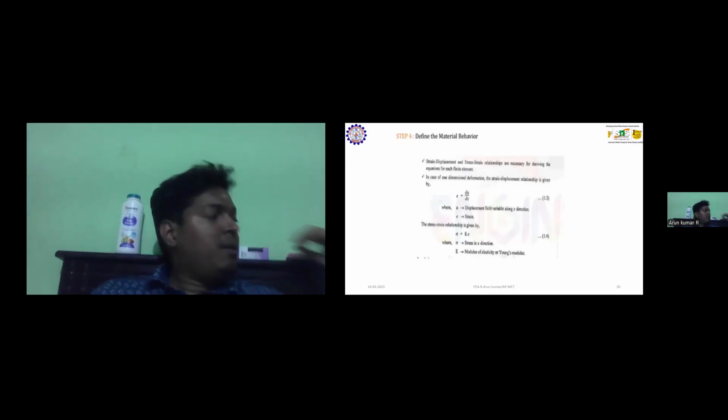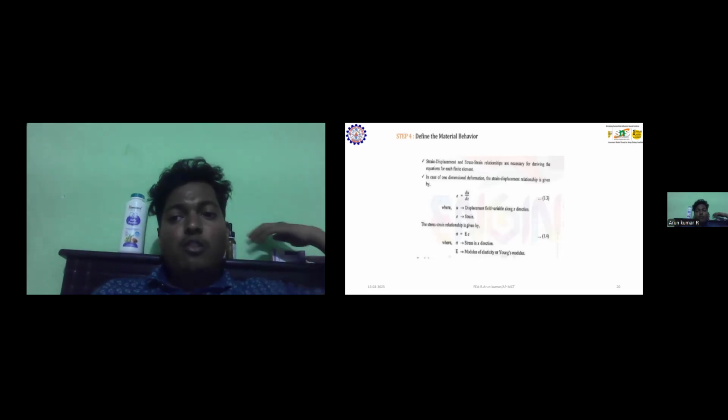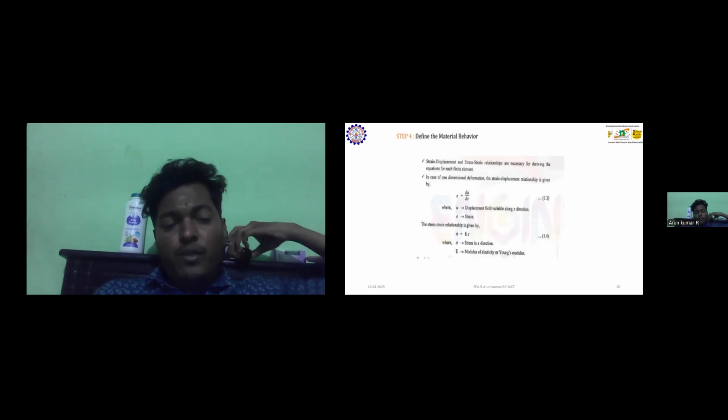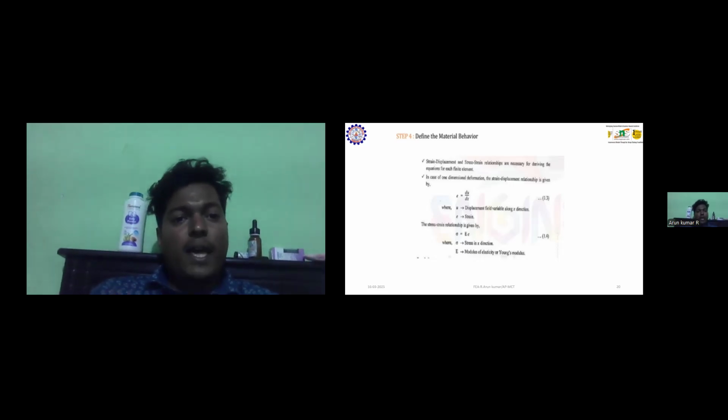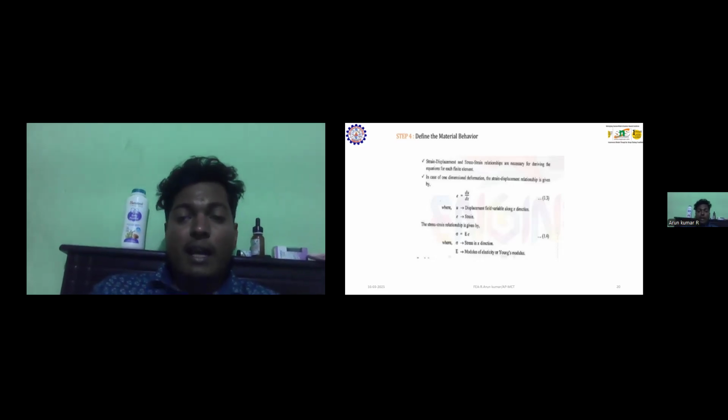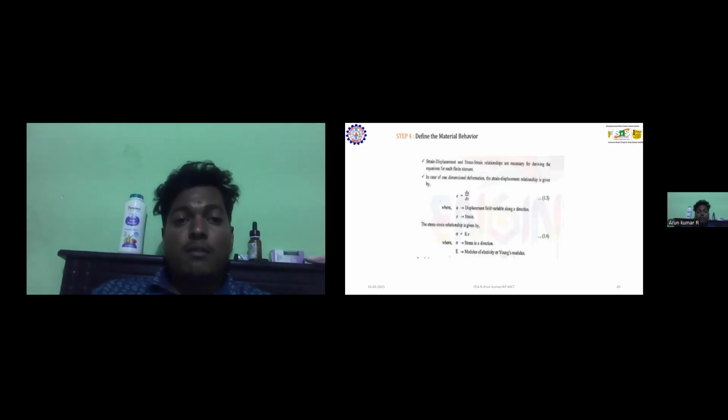So what is the meaning of material behavior? We have to assume the strength of the material, then find out the characteristics of the material. For example, when I assume an aluminum material and apply a load, what are the deformation, the elongation, and the tension? These are the factors I have to identify for the given material. So first of all, I have to choose the defined material behavior in the ANSYS solver.